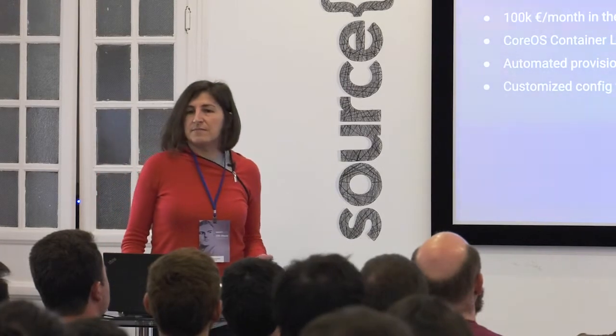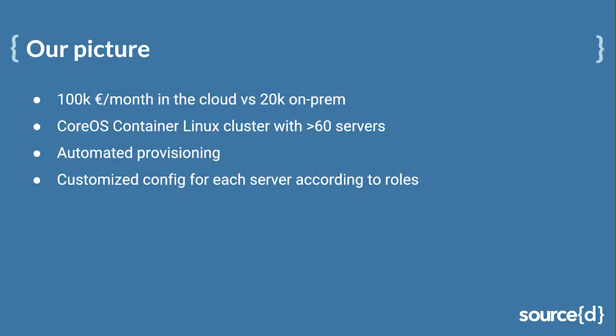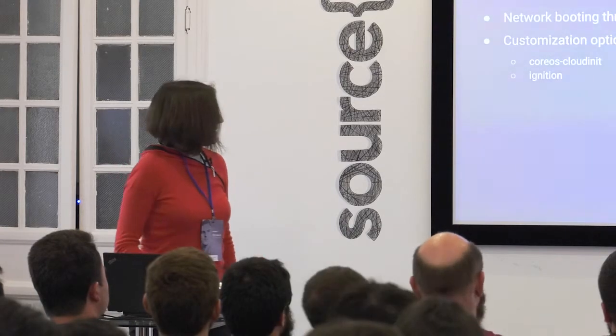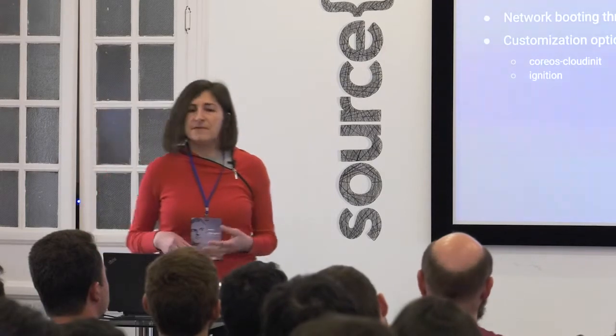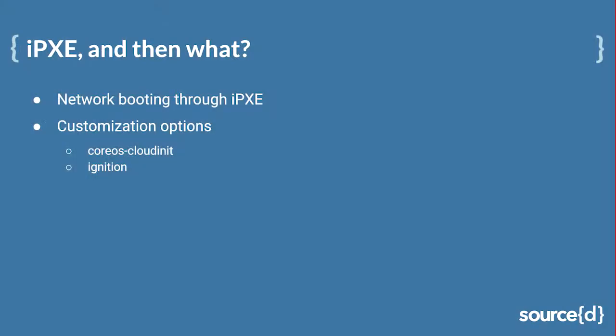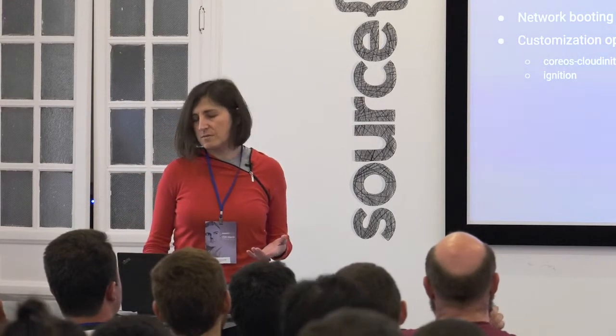Apart from provisioning, we need some essential configuration for each server, like its IP address or its hostname. And also, servers have different roles inside our cluster. So some settings need to be customized according to those roles. So how do we get to this picture? The automated provisioning part, we've solved it with iPXE. There's not much to talk about that. And regarding the customization, we've tried the 2 existing tools in the CoreOS ecosystem, which are Cloud Init and Ignition. I'm going to talk a little bit about both and show you why we chose Ignition.